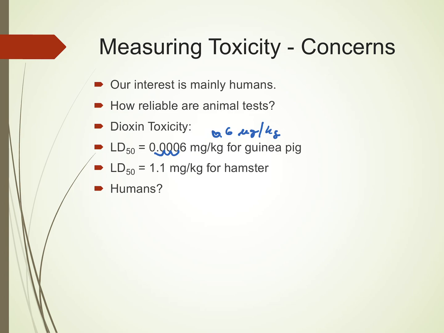So the question becomes, how toxic is it in humans? This is one of the problems with doing animal toxicity. We really don't know. So when dioxin first came out, the initial studies were done with this, and people were saying this is one of the most toxic substances we've ever known.